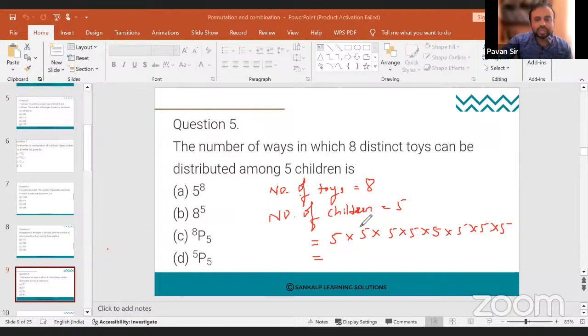Why? Because think that 8 distinct toys are there, and distributing among the 5 children, each toy has 5 different options, since all toys are different. So in 8 steps we can distribute, and this answer is going to be 5 raised to 8. That is, option A is the correct answer.